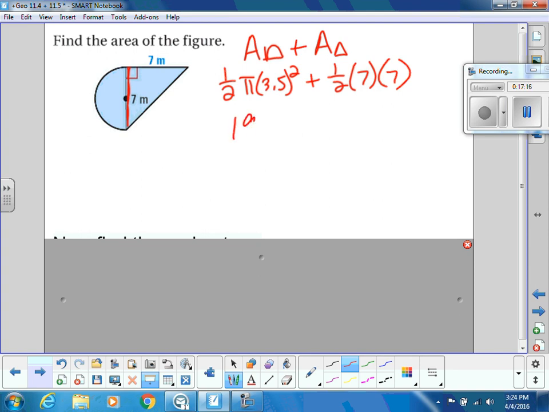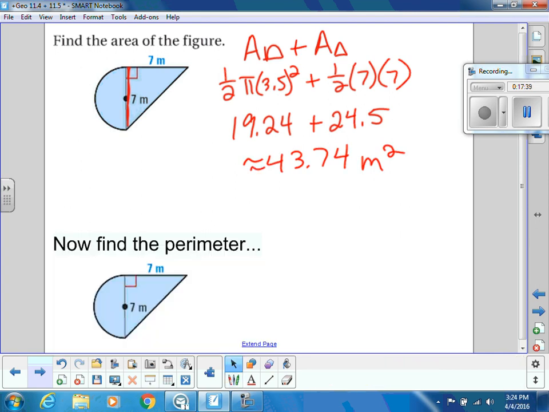Since we have decimals, we'll go ahead and get decimals for all of that. So this is 19.24. This is 24.5. Add those together, and we get 43.74, meters squared. All right, so that's approximately what we're getting there. Now this next one says find the perimeter.